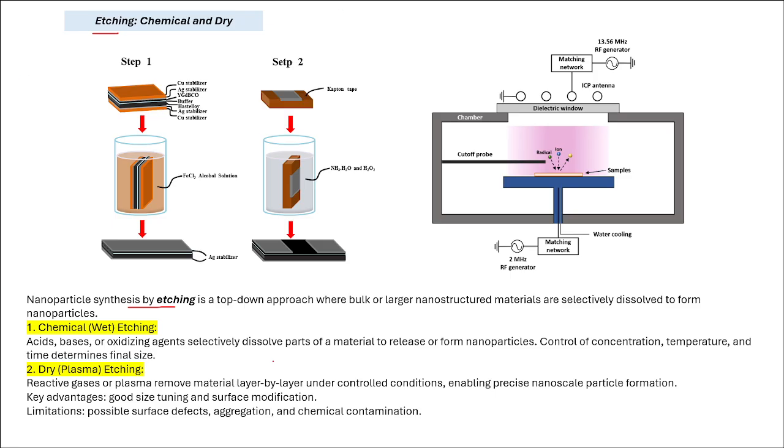Okay. So let us understand what exactly is meant by etching. Etching is of two types. One is chemical etching and the other one is dry etching. This is also one of the methods of preparing nanoparticles. So nanoparticle synthesis by etching is a top-down approach. Again, just like mechanical milling, this is a top-down approach.